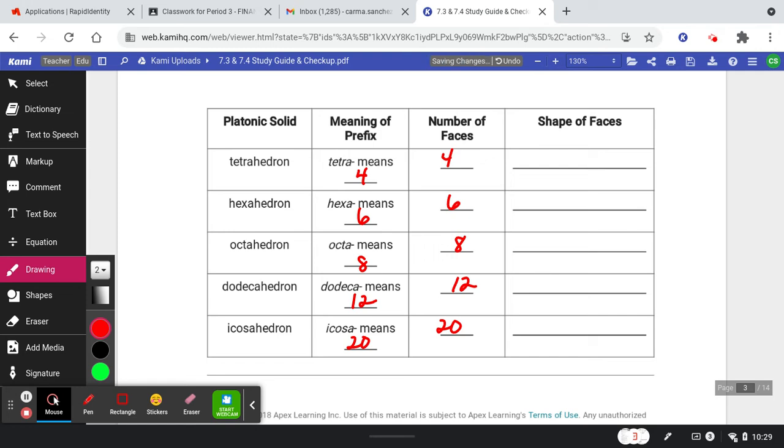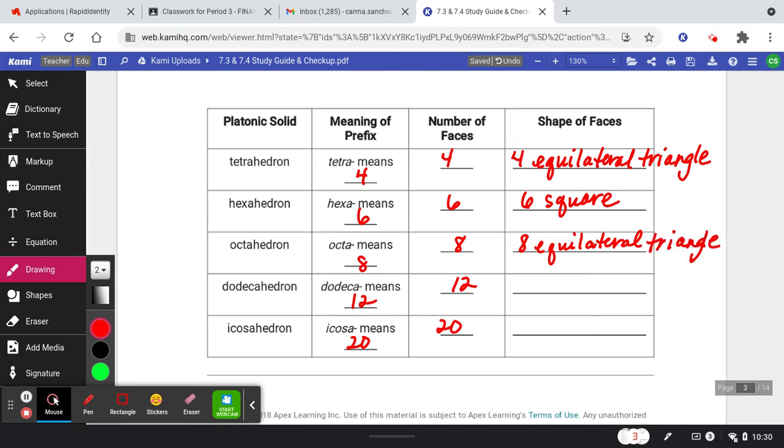And that means we would have 4 equilateral triangle faces. And here we've got 6 square faces. And here we've got 8 equilateral triangle faces. Down here we've got 12 regular pentagon faces. And finally 20 equilateral triangle faces.